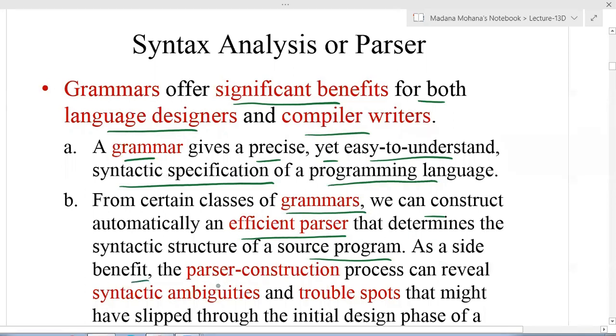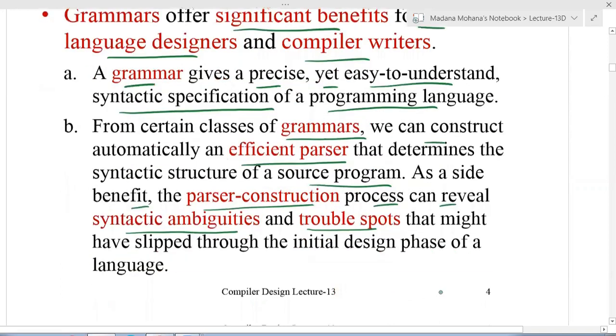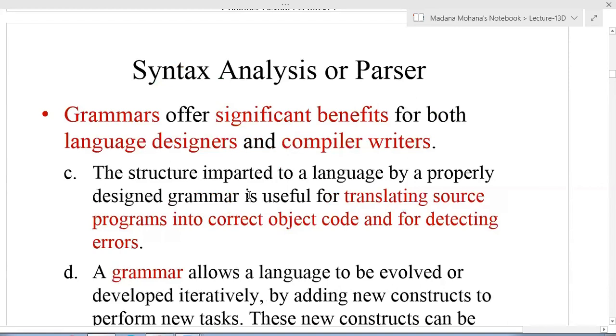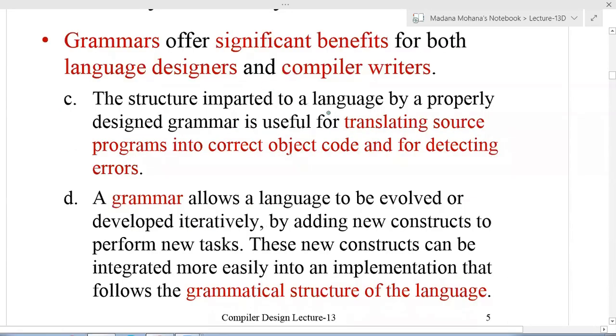As a side benefit, the parser construction process can reveal syntactic ambiguities and trouble spots that might have slipped through the initial design phase of a language. So here, identification of errors, for that also grammars play an important role. Next, the structure imparted to a language by a properly designed grammar is useful for translating a source program into correct object code and for detecting errors, like the role of the compiler transforming the source program into another form.